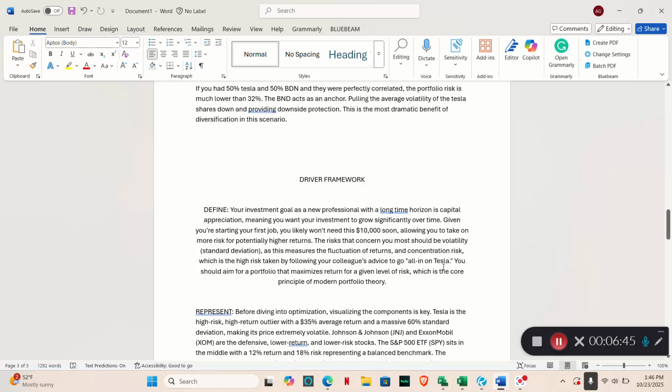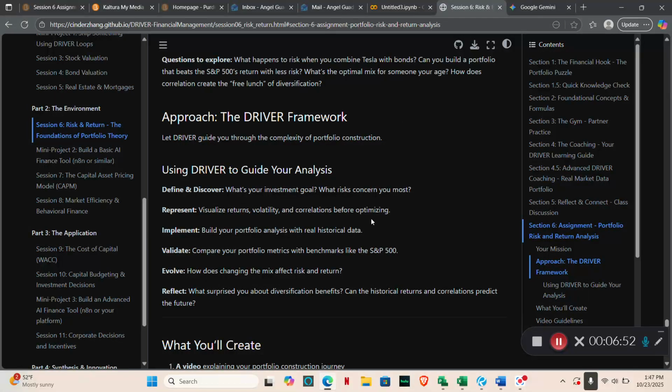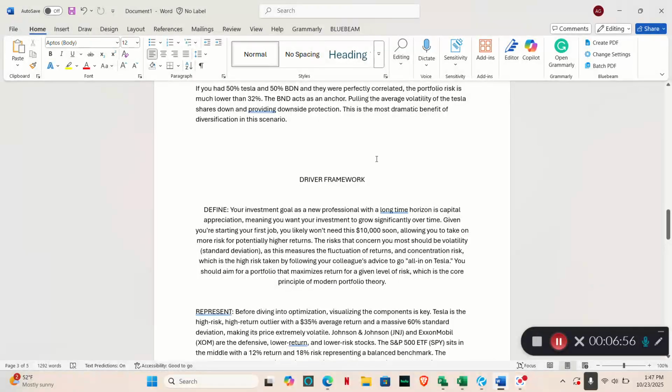And moving on to our driver framework, we must define our investment goals. If I go back here, we must define investment goals. What risk concerns you most? Your investment goal as a new professional with a long-term horizon is capital appreciation, meaning you want your investment to grow significantly over time. Given we're starting our first job, you likely won't need $10,000 soon, allowing you to take on more risk for potentially higher returns.